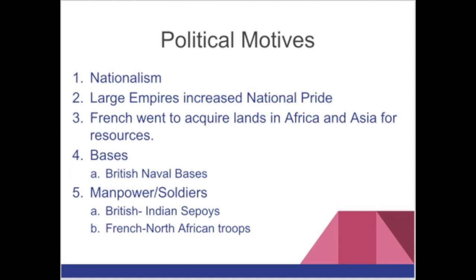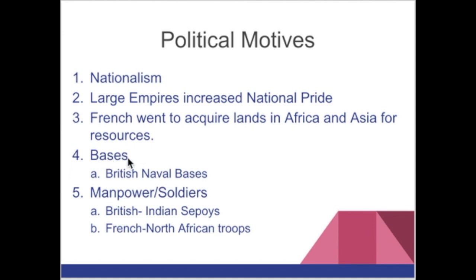There are also some political motivations in the late 1800s. The European countries are starting to develop this sense of nationalism or pride in their country, and they see the getting of colonies or attaining colonies in Africa and Asia as an example of the greatness of their country. So the more colonies you have, the stronger your country is, the better your country is. So the larger your empire is, the more national pride you will have. And we're going to get to how this will eventually lead to World War I. But this kind of attitude of growing and becoming more powerful and taking over other countries in order to increase your sense of national pride becomes very important. So the French are going to start to acquire lands in Africa and Asia for resources.